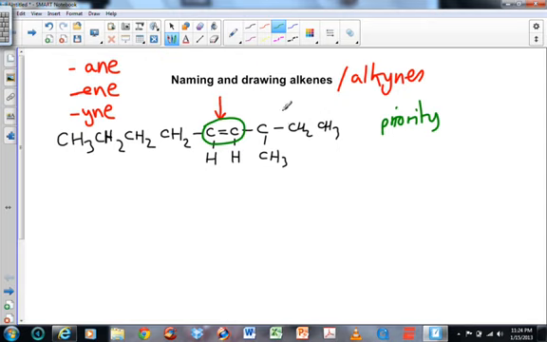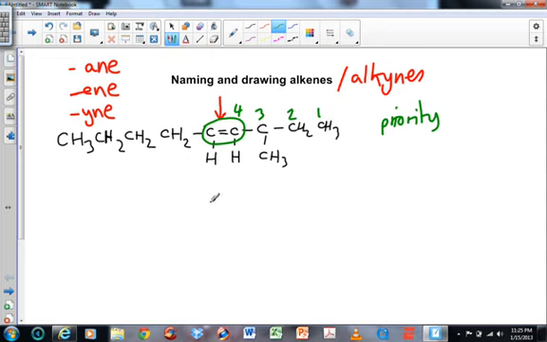So you can see that if we go from the left hand side, 1, 2, 3, 4, 5, the alkene starts on carbon 5. If we go from the right side, it's 1, 2, 3, 4. The alkene starts on carbon 4. So we're going to go from the right because 4 is lower than 5. Also, if we go from the left, we have the alkene starting on 5 and the methyl being on 7, and here we've got 3 and 4.